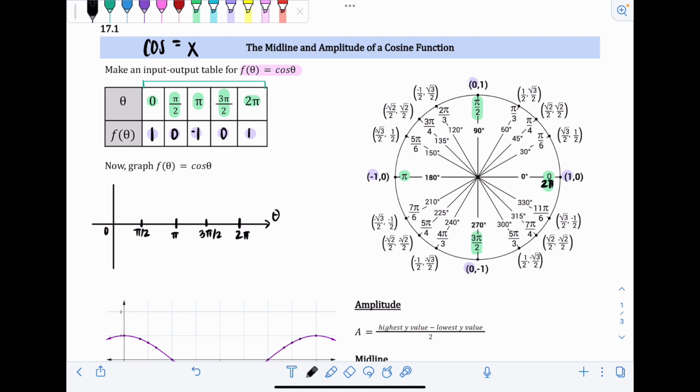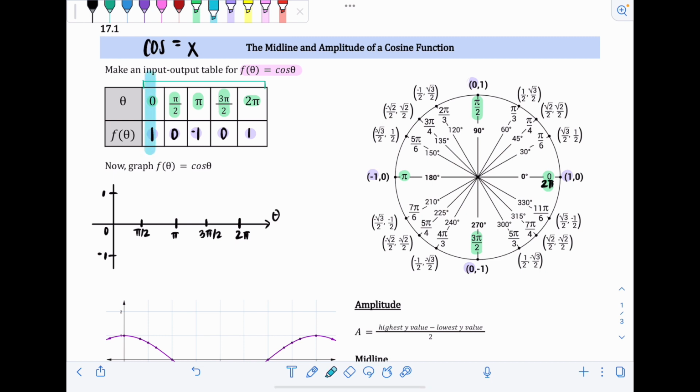And then for our vertical axis, we just need to look at what our output values are scaling between. Our highest output value is 1, and our lowest one is -1. So we just need to go up to +1 and then down to -1 on our vertical axis, just like we did with sine. Okay, so now we're ready to go ahead and graph our points.